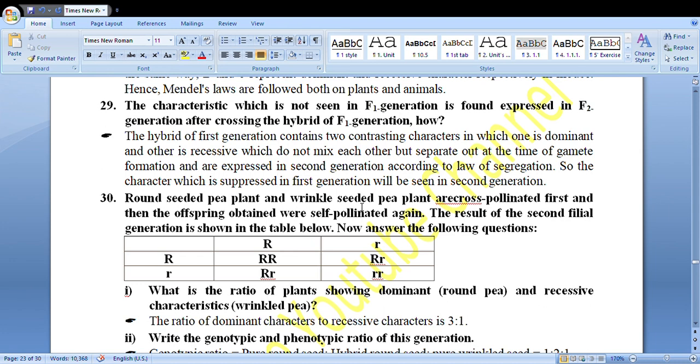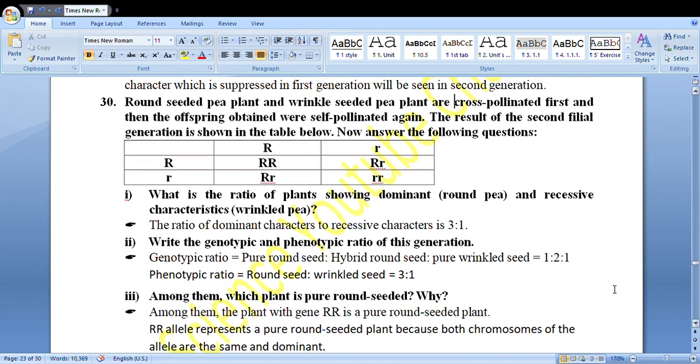A round-seeded pea plant and a wrinkle-seeded pea plant are cross-pollinated first and then self-pollinated, and again the result obtained in the second filial generation is in the table. Answer the following questions. Rr and Rr, hybrid cross, result obtained this way. One is pure round, another is pure wrinkle, two are hybrid round.